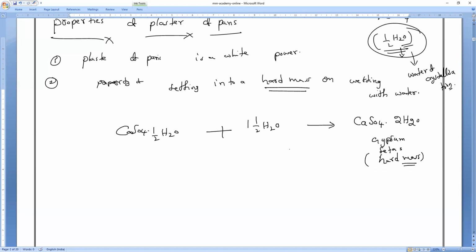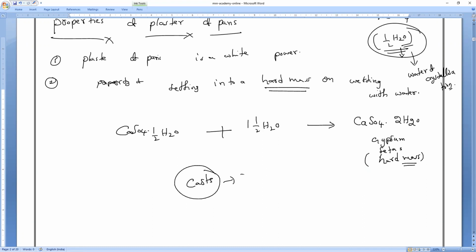So that is why you can see the setting of plaster of Paris is slightly expansion in volume also. That is why we basically use this in making casts. Do all people know what a cast means?